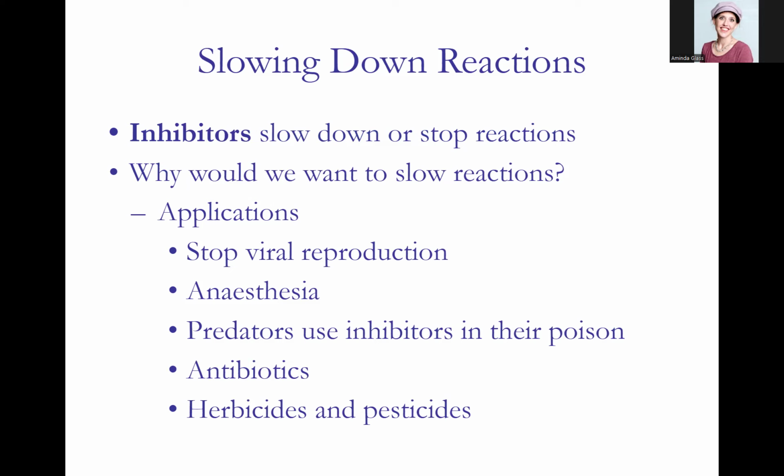Anesthesia is a type of inhibitor. And predators that have poison, they use inhibitors in their poison to kill their prey. Antibiotics, they're like antivirals. They'll stop the reproduction of bacteria. And herbicides and pesticides are also types of inhibitors. So we have many different applications that we don't realize in our lives each day that we use.